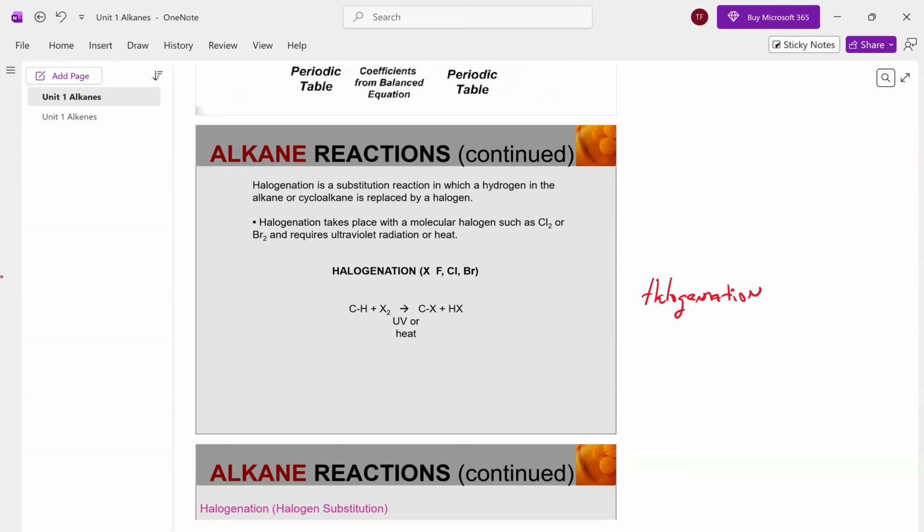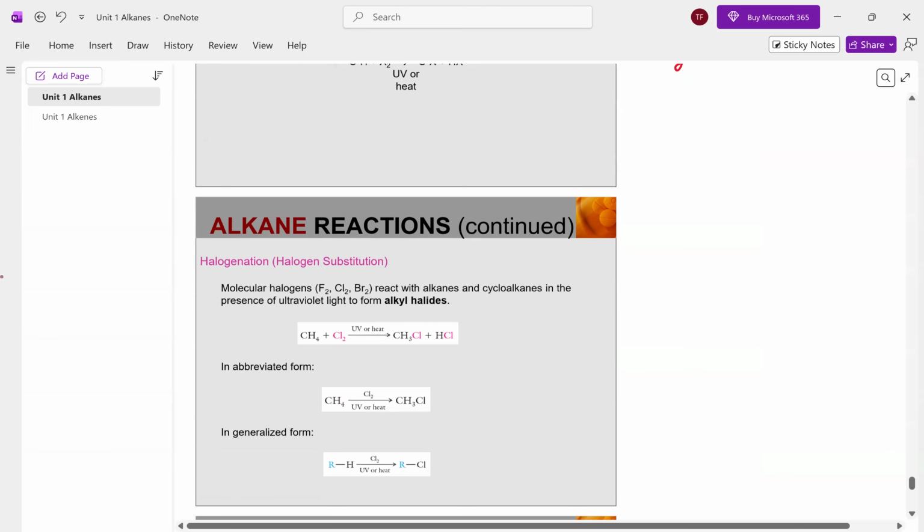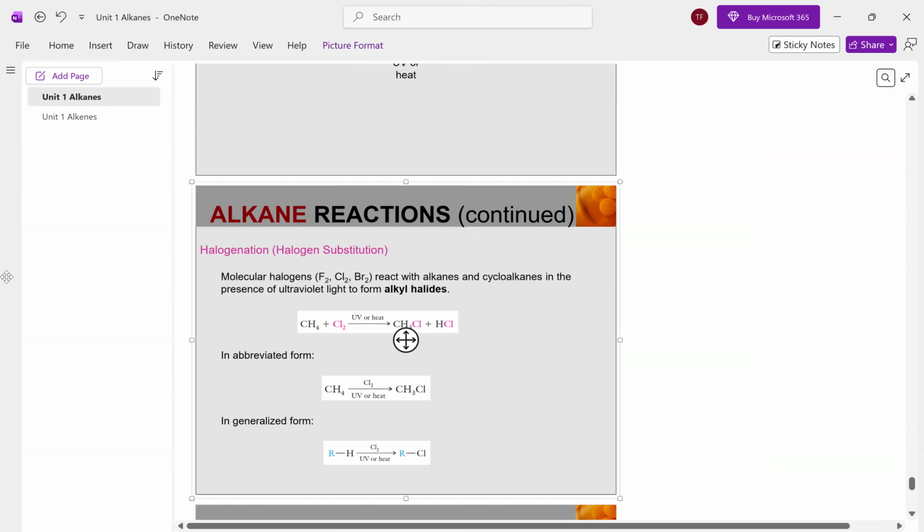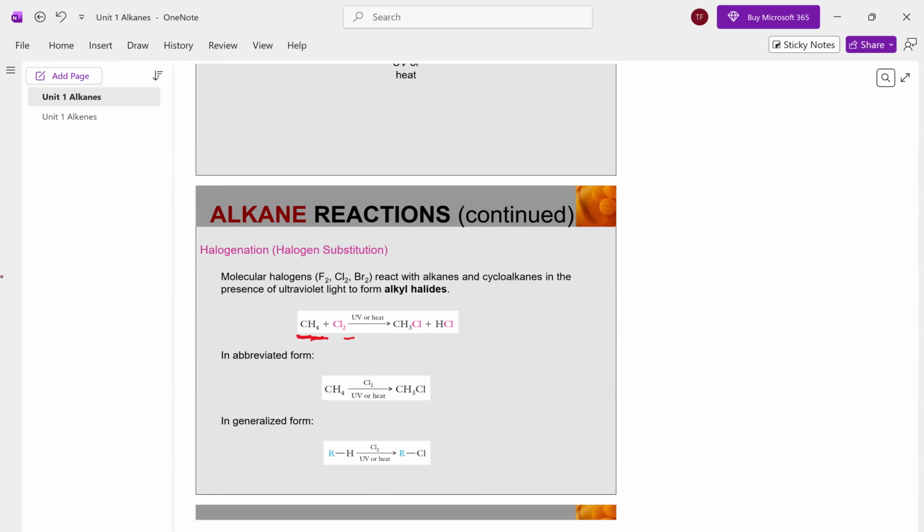And remember, the halogens are on the far right, next to the noble gases. Fluorine is at the top, and it goes chlorine, bromine, iodine, etc. When we put those on an alkane, that's called halogenation. So we're starting with an alkane with a halogen. I end up with the halogen bonding to the alkane.